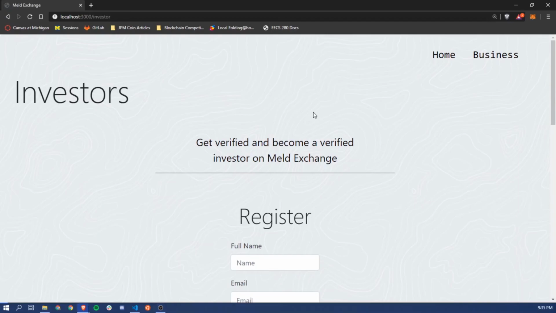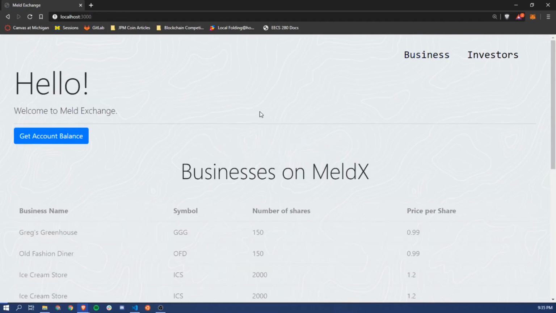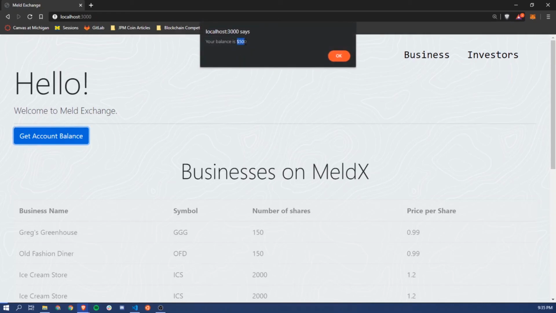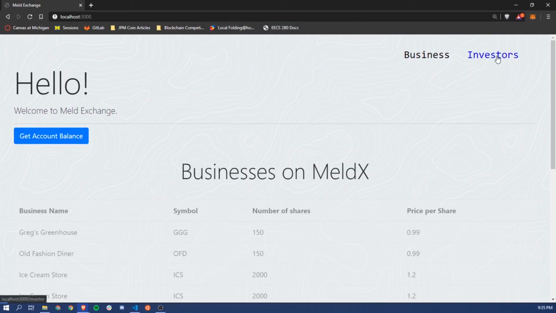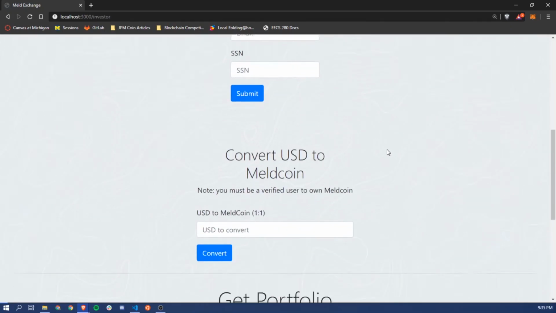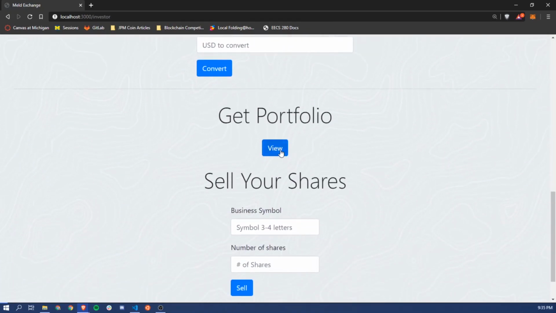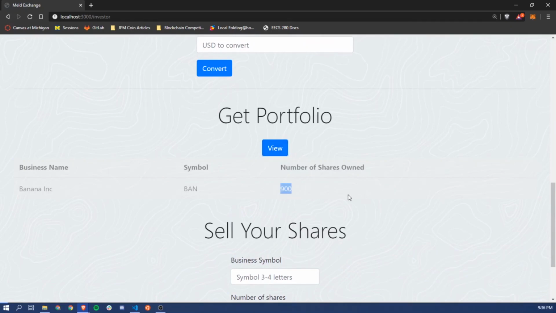Now let's come back to the point of view of the business owner. Earlier, the business owner had sold 100 of their shares to the buyer at $5 a share, right? So that means that the business owner should have gained $500. If you view their account balance, they've gained $500. This should also mean that if the transaction occurred, they would have lost 100 shares, right? And if you look here, they lost 100 shares. So that means that the transaction has properly occurred between the buyer and the seller.